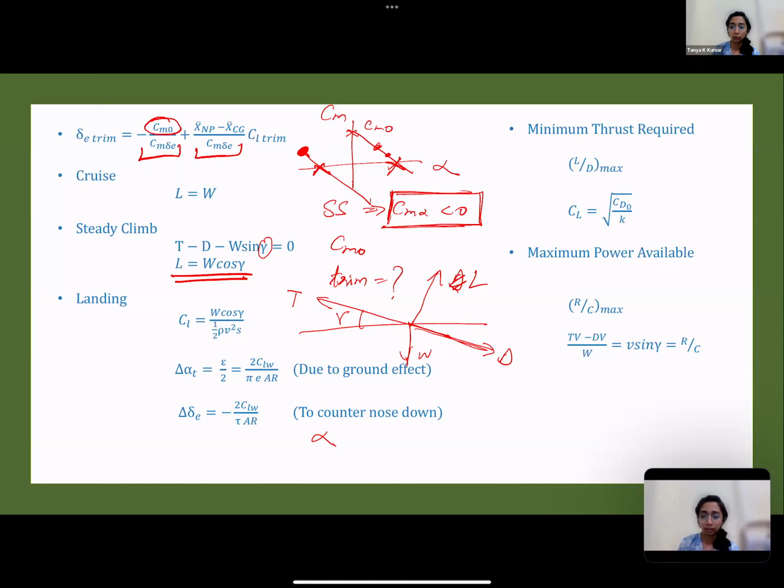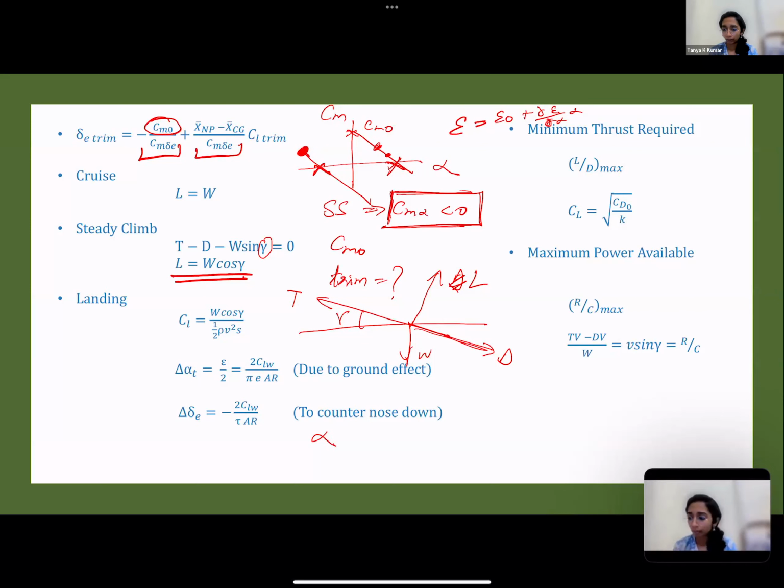You remember there was a component epsilon equal to epsilon naught plus dou epsilon upon dou alpha into alpha. There was this epsilon, right? So this downwash is the reason that the angle of attack seen at the tail is less than the angle of attack seen at the wing. Similarly, the free stream velocity seen at the wing is different from that seen at the tail. In fact, the one seen at the tail is lesser because there is a downwash component.